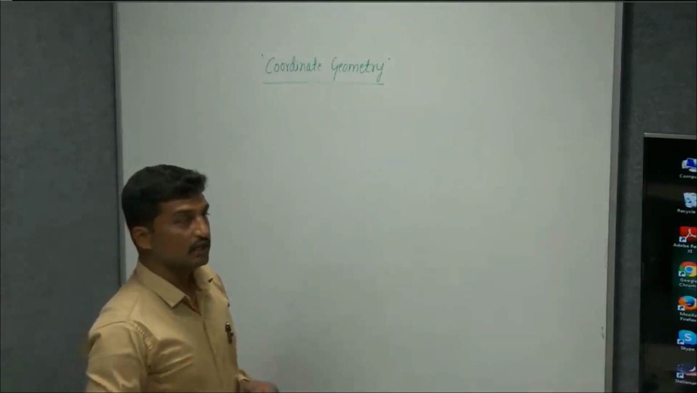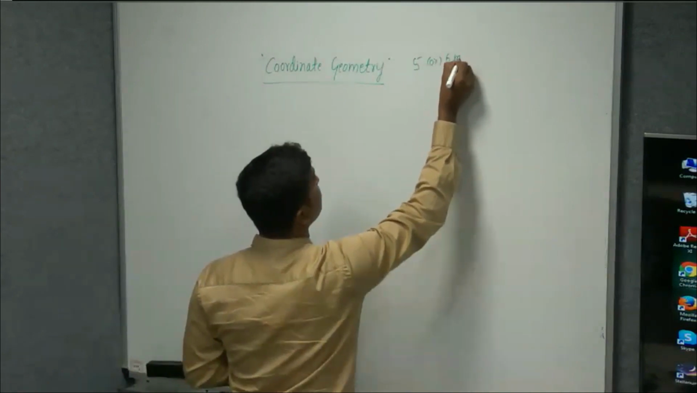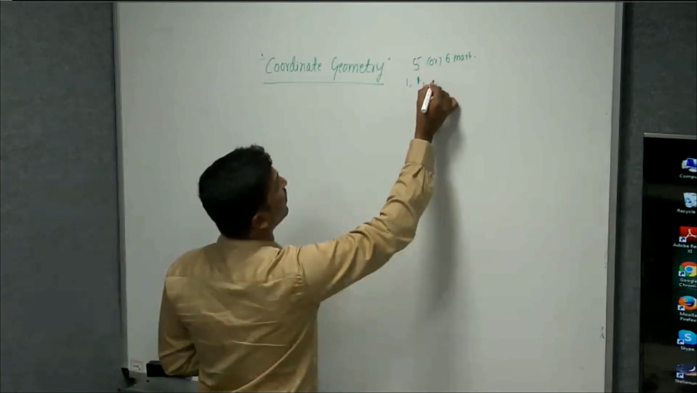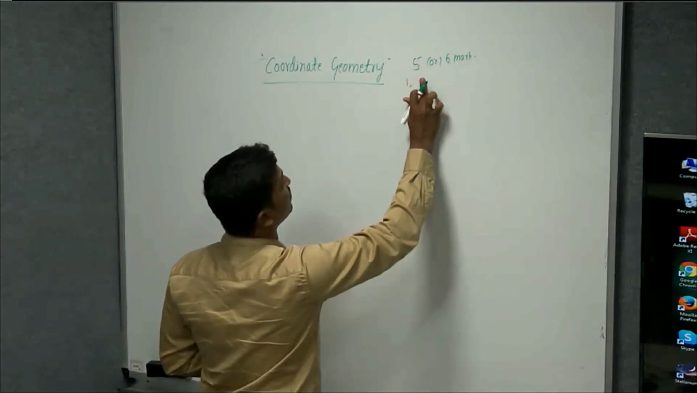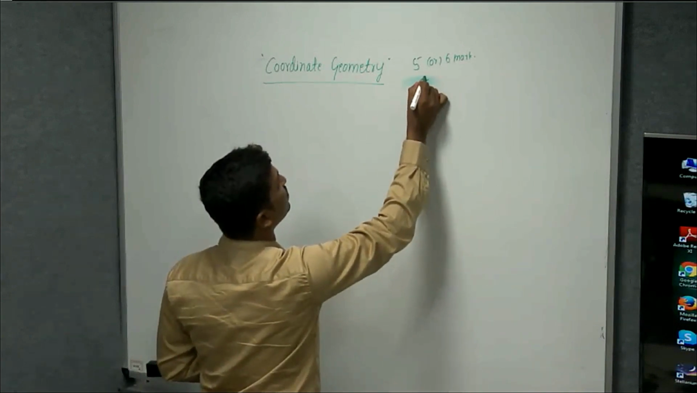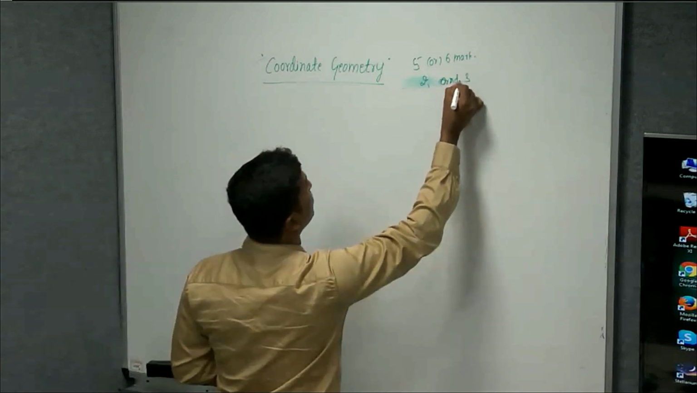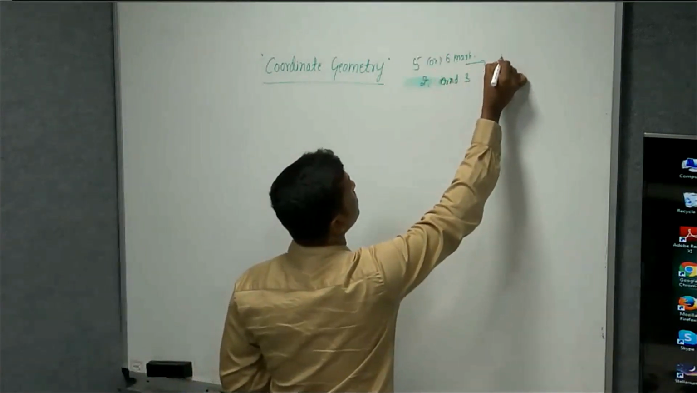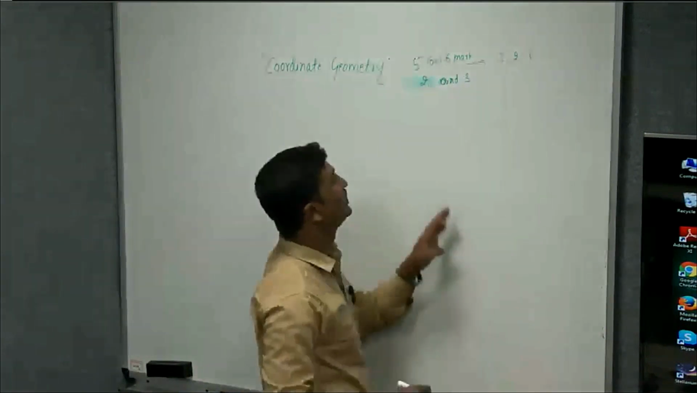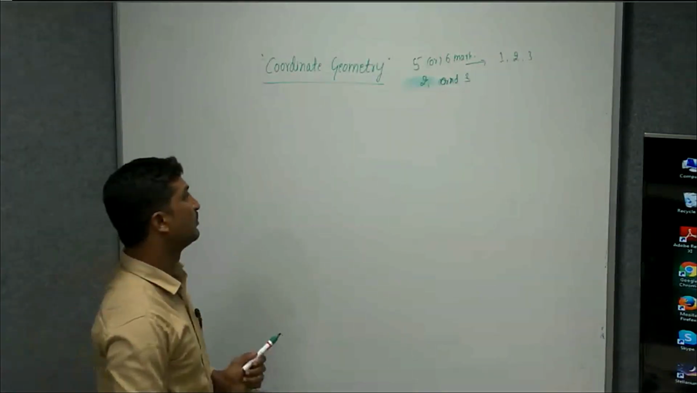Coordinate geometry will carry 5 or 6 marks, and these are 5 2-mark questions and 1 1-mark question, and 2 2-mark questions, or sometimes they may ask 2 mark 1 question and 3 mark 1 question. If they are asking for 6 marks, then there will be 1 mark 1 question, 2 mark 1 question and 3 mark 1 question. So I think they are going to ask for 2 and 3. Hope we will see what's going to happen.